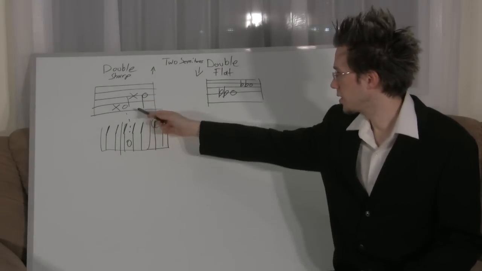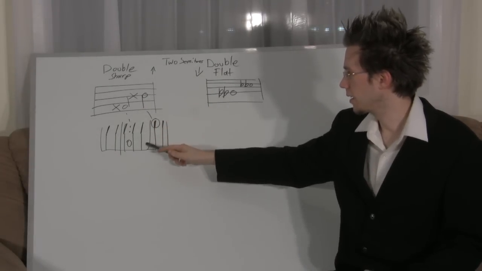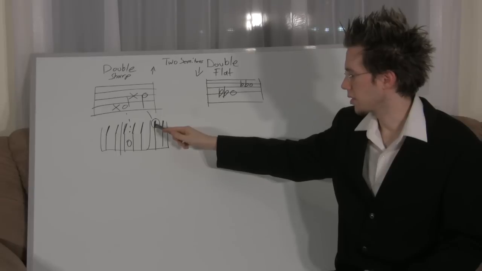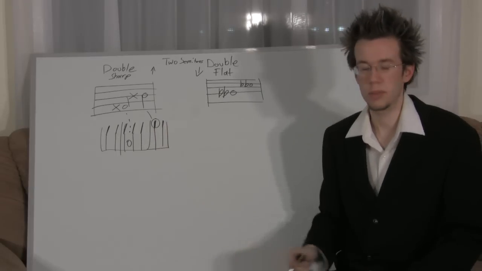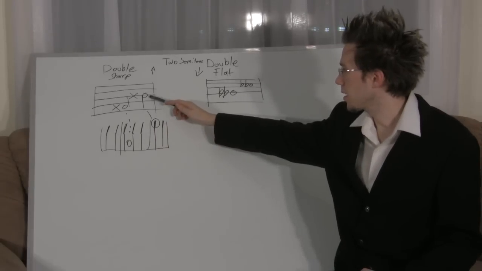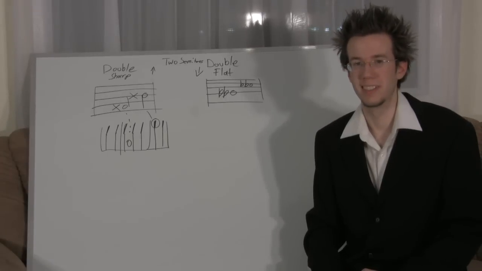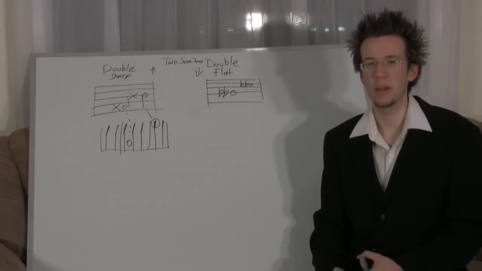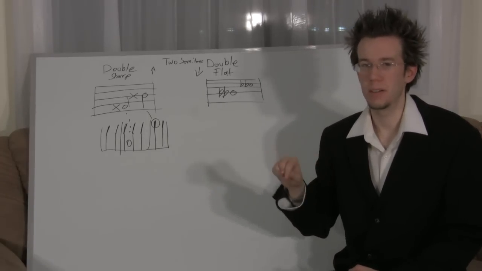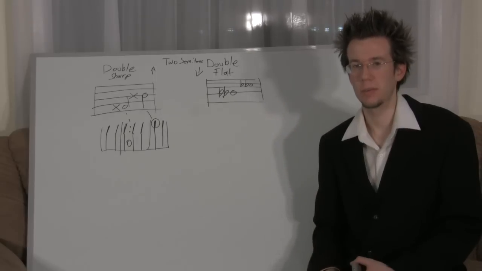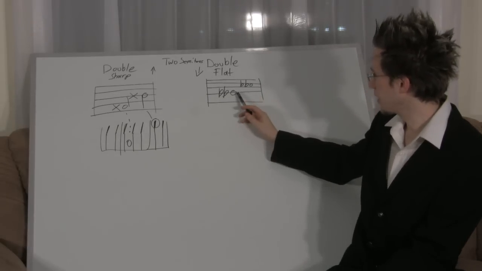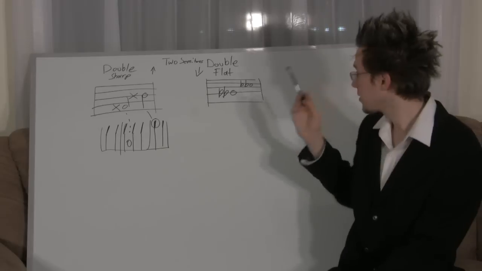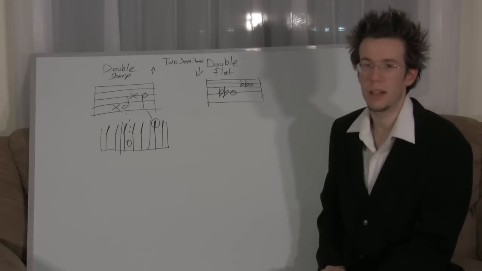So from F to G, or from B to C sharp. From B to C is a semitone, and C to C sharp is your next semitone. So if you saw B double sharp, you wouldn't be playing B or C, you'd be playing C sharp. And for double flat, G double flat would actually be F, and C double flat would actually be B flat.